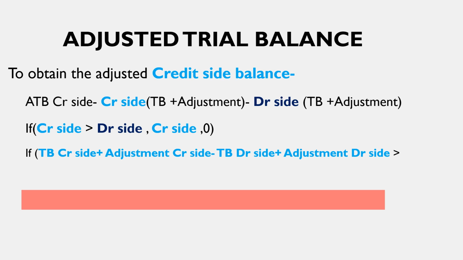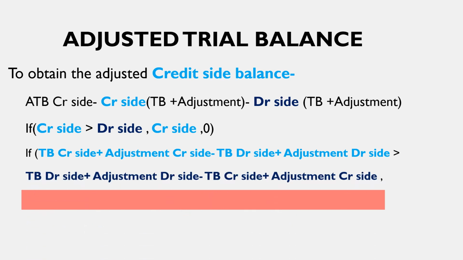If trial balance credit side plus adjustment credit side minus trial balance debit side minus adjustment debit side is greater than the trial balance debit side plus adjustment debit side minus trial balance credit side minus adjustment credit side, then we take the trial balance credit side plus the adjustment credit side minus the trial balance debit side minus adjustment debit side value. If not, we put 0. After doing this, remember the total debit and credit of the adjusted trial balance should always remain equal. If not, cross-check your adjustments.